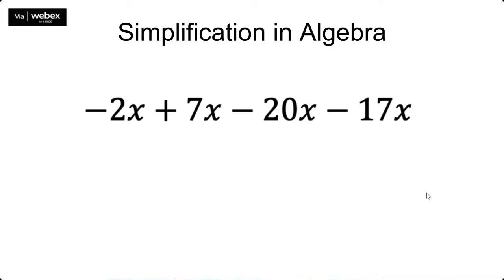So negative 2 plus 7, that's going to be 5, minus 20. That to me should be 5 minus 20, negative 15. And then minus 17, negative 32x. Don't forget that x. Negative 32x.